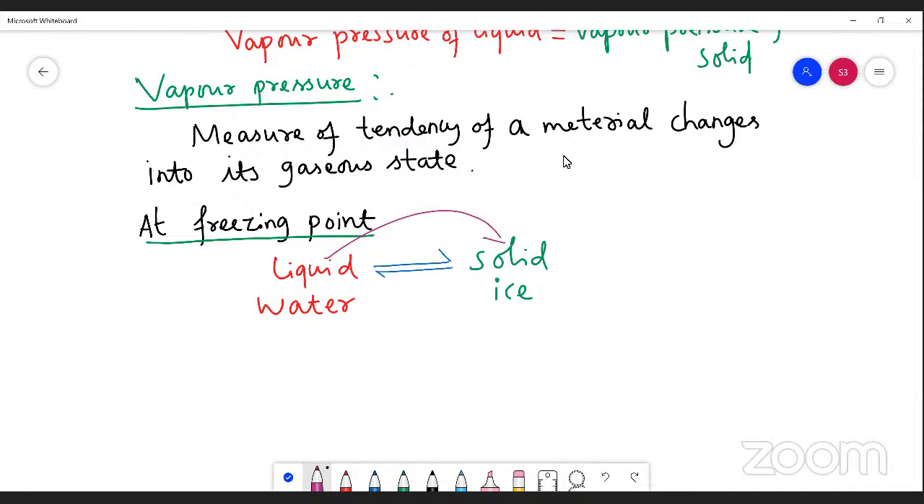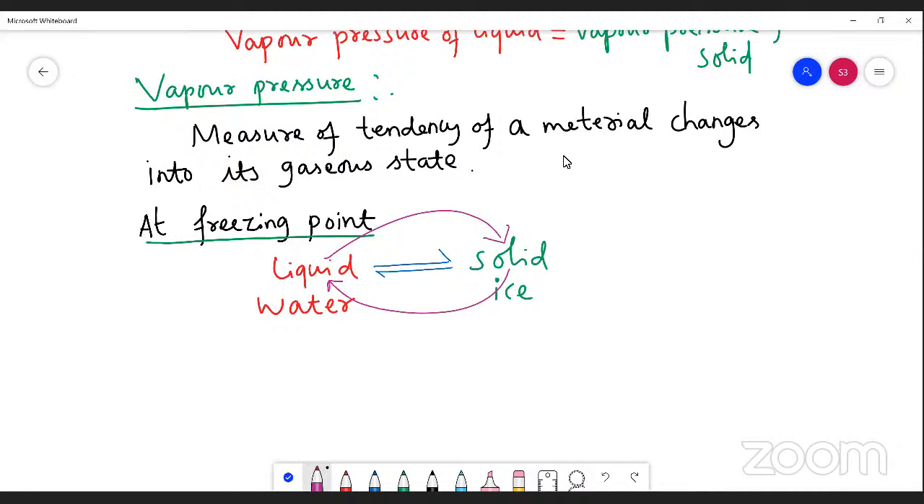The liquid is going to convert into solid. And the solid is going to be converted into liquid because of the reaction. So that is when we are introducing the equilibrium. At this stage, we will get the conversion of liquid to solid or solid to liquid.